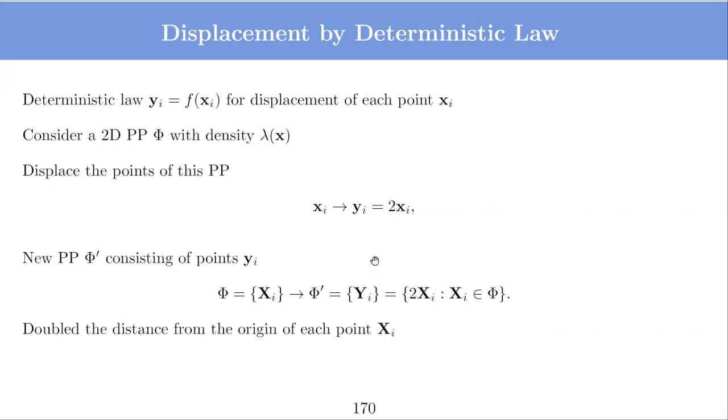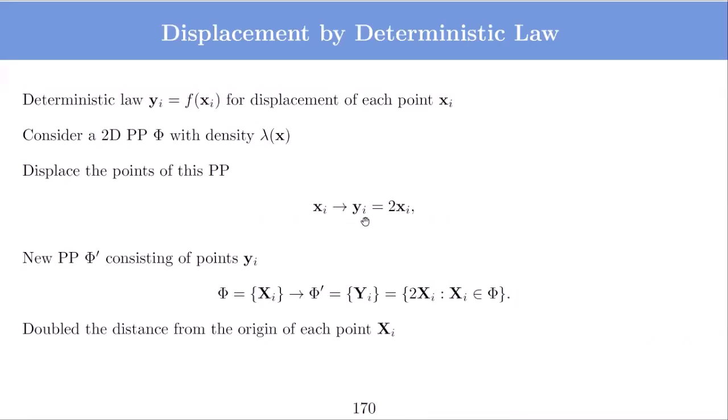Suppose you have a point process phi with density lambda(x) and you displace its points to yi, and suppose we take a particular case where f(x) is 2x. So we are taking xi and displacing it to a new point 2xi. It's like scaling the points. If it's a two-dimensional point, I'm scaling both the x and y coordinates.